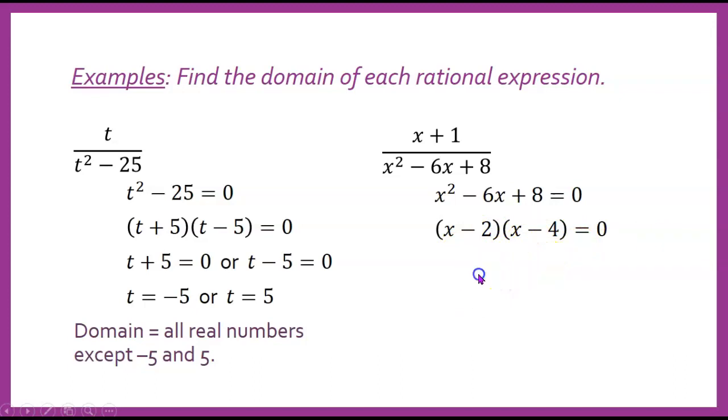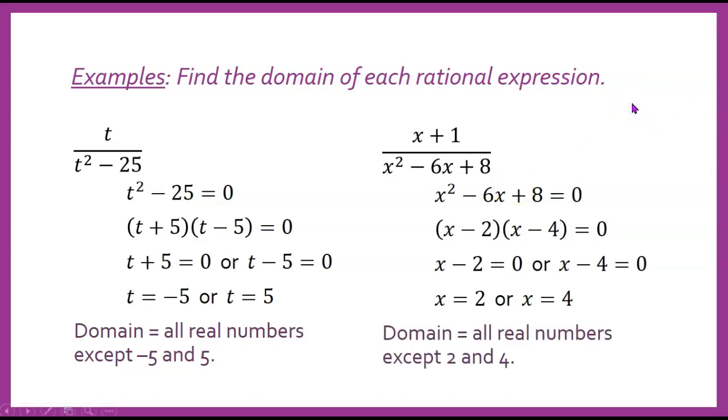Separated into two equations, x minus 2 equals 0, or x minus 4 equals 0, and when we solve those, we get x equals 2 or x equals 4. So those are the troublemakers. Those are the x's we need to stay away from because they would give us a 0 in the denominator, which we do not want. So the domain, that's what we do want, that's what's okay, that won't get us into trouble. The domain is all real numbers except 2 and 4.